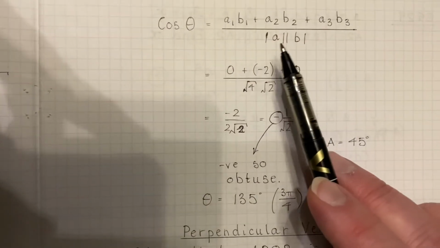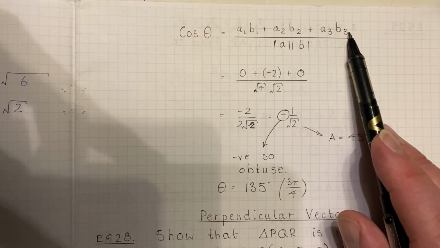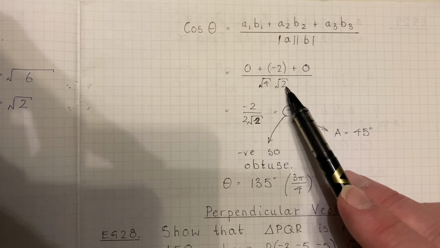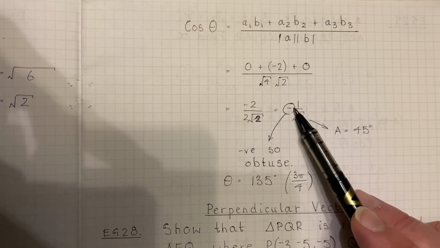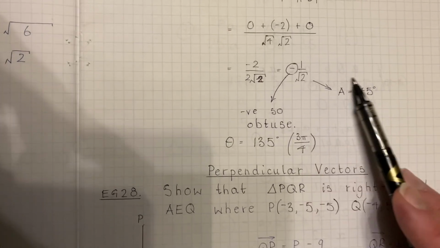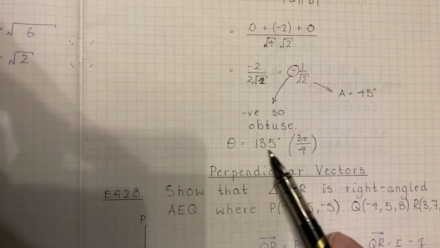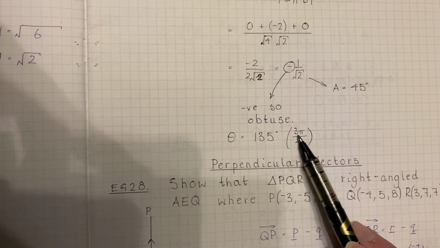And then we pop it into the formula here. We work out A1 B1, A2 B2, A3 B3 with CA and CB. We also work out the magnitude of CA and the magnitude of CB. We pop them in. It will come out negative, so it's an obtuse angle. So our acute angle is 45. So the obtuse angle, second quadrant, 180 minus 45 is 135, or 3 pi by 4.